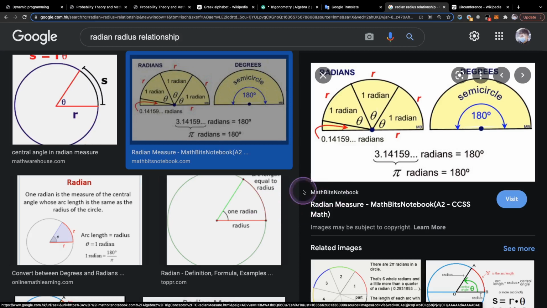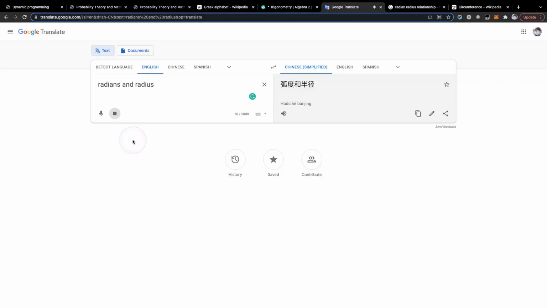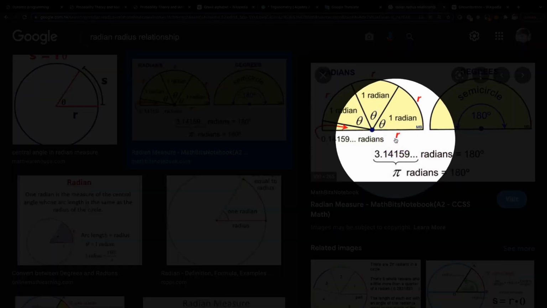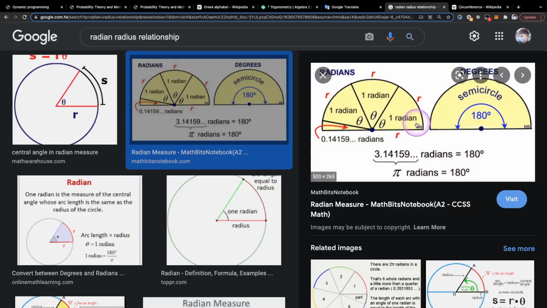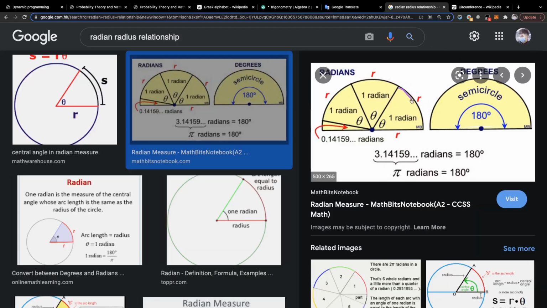Right now we've got a picture, and for this picture we have the radian and the radius. For the radius, this side has length r. And what's the radian for that? It's also equal to r. This side has the length of r, and this side also has the length of r. They are equal. That's why we call it a radian, because the radius and the radian arc have the same length.